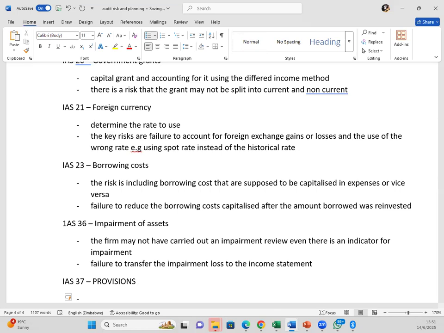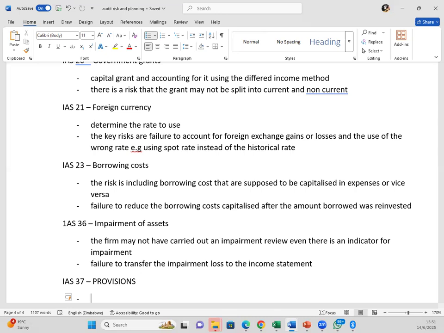So we need to create provisions. We can have an obligation as a result of our conduct or as a result of the law, so the organization needs to create provisions. There's a danger that a provision was supposed to be created, but it was not created.